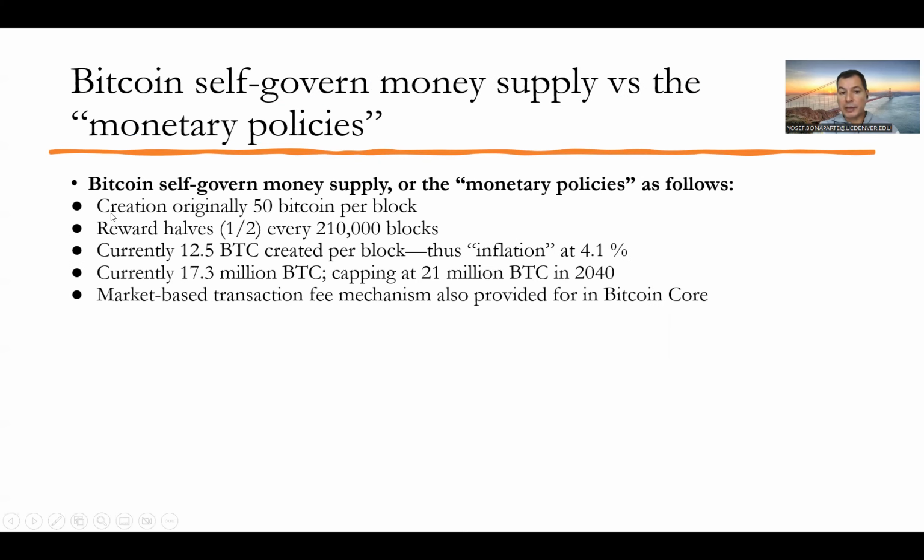Final thing about Bitcoin currency. Currently, we have 17.3 million Bitcoin, and it is capped at 21 million Bitcoin by 2040. In 2040, the money supply of Bitcoin will be 21 million.